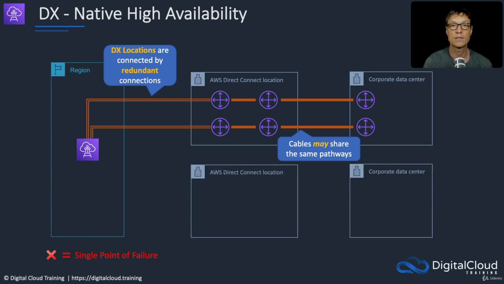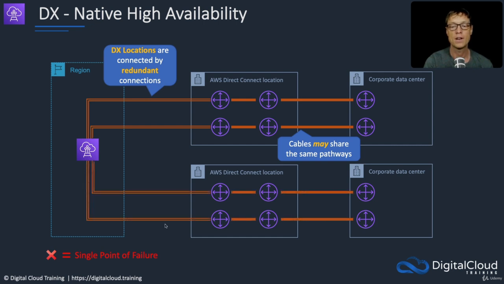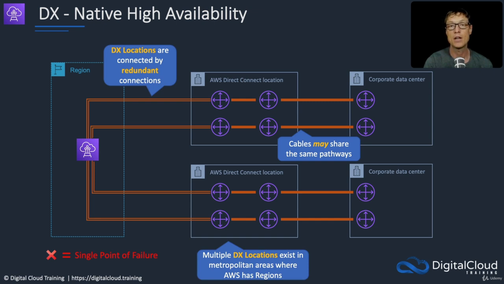So how do we then take it to the next level? Well, now we have two Direct Connect locations, two corporate data centers, and we have redundancy built into each one of them. So now this is the really highly available architecture. Bear in mind that multiple DX locations exist in metropolitan areas where AWS has a region, so you should have multiple options for DX locations.